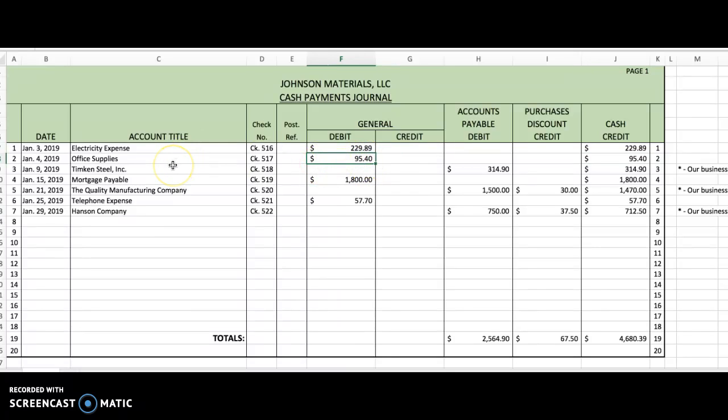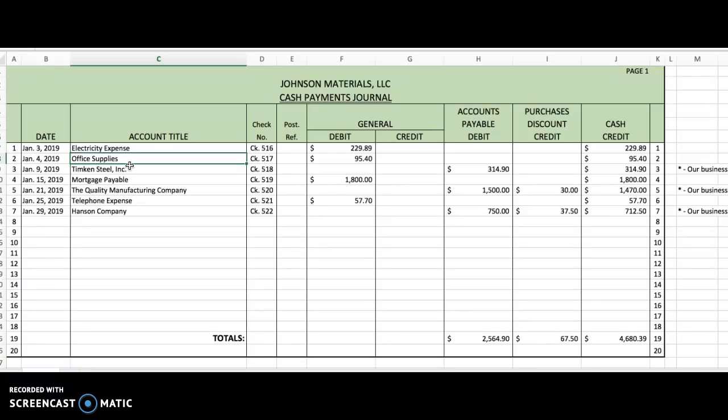A few days ago, we had a purchases journal, and whenever we had purchases, we use the purchases journal. Question would be, why is this not a purchase? We're buying office supplies, sounds like a purchase, but we're putting it in this column and not the purchases journal.